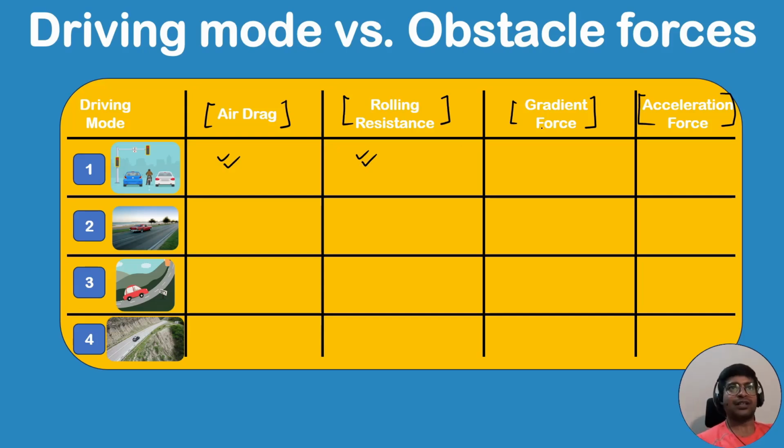Now what about the gradient force? Since we are driving our vehicle on a flat road or zero gradient road, this force is going to be zero. And of course, the main goal of driving here is to accelerate the vehicle, and hence there is going to be the total acceleration force, and this force will be the dominant force in this driving mode.